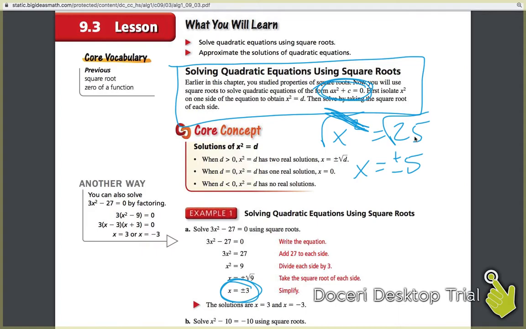That gives us two solutions. Remember, most of the time, our quadratic equations are going to have two solutions. It's going to cross the x-axis at two different points. So that's why we need the positive and the negative there. So what we're going to do is walk through a little bit. I'm going to show you how to solve a couple of these things, and then we'll be done.